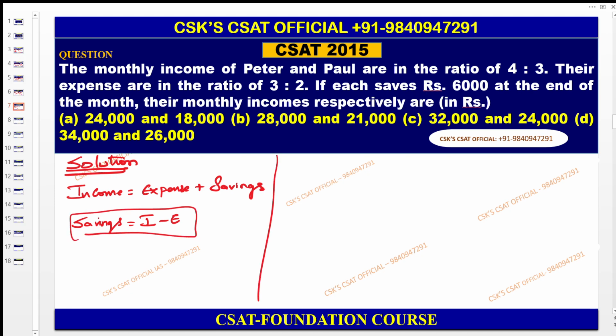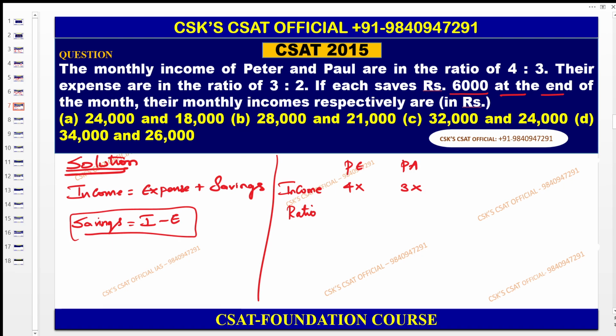Peter and Paul: Peter's income is 4x, and this is nothing but the income. Paul's income you can take as 3x, in ratio. I am taking it as x itself because both are saving 6,000 at the end of the month. You can take it as x itself.